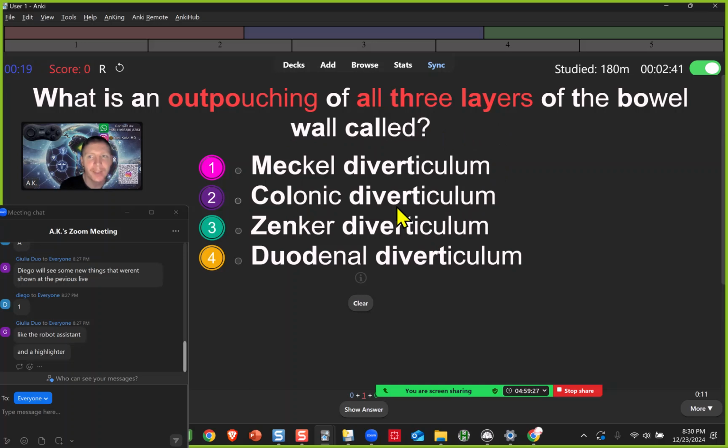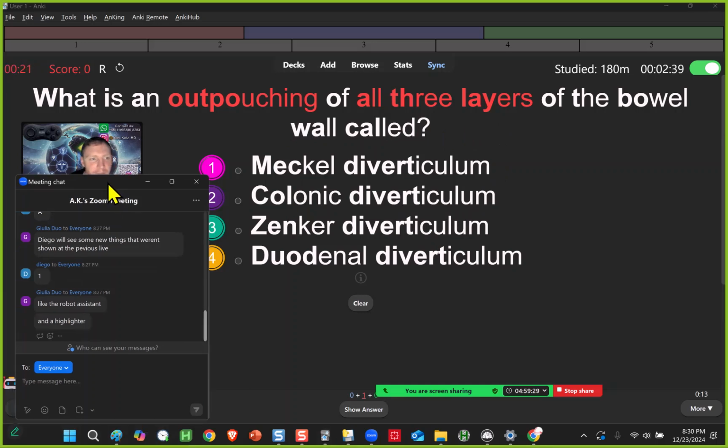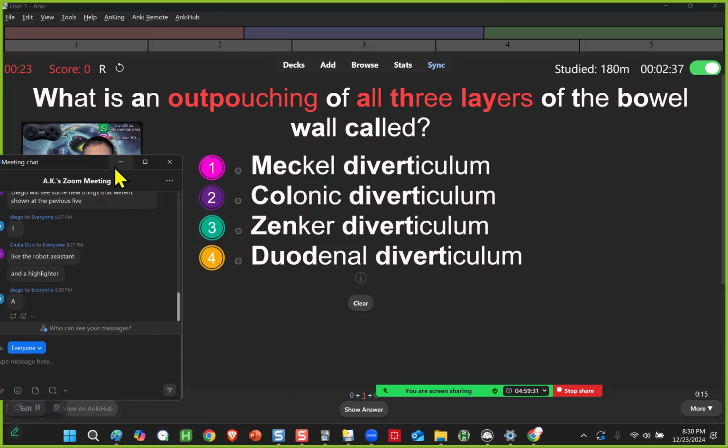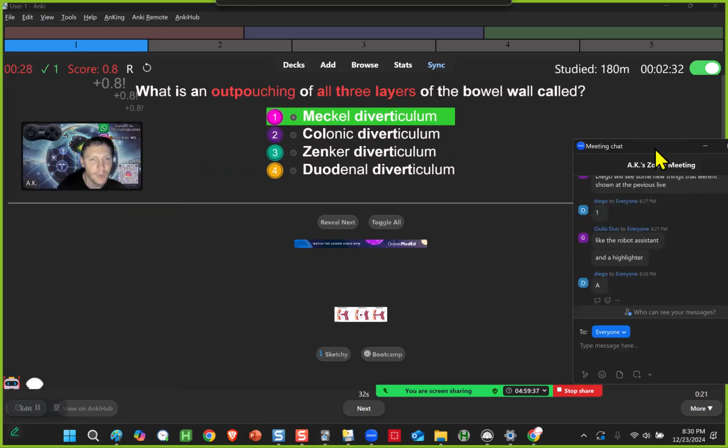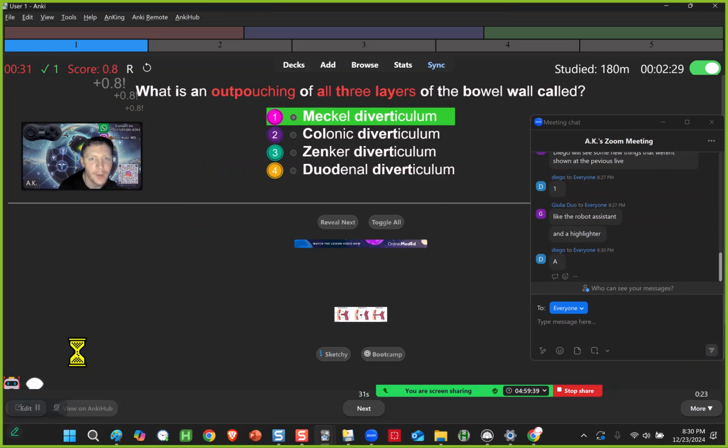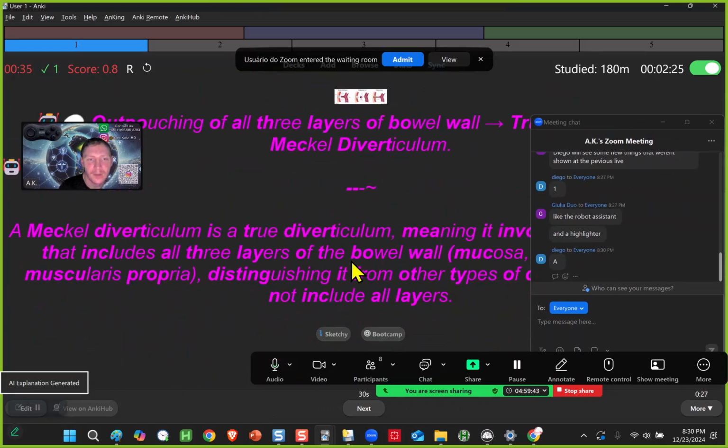So what would all three layers outpouching be? You guys know? A? Okay. All right. And if we wanted an explanation of that, again, we can click this robot and it will generate an AI explanation. And so then we can highlight it.